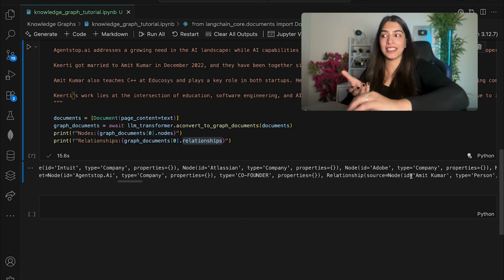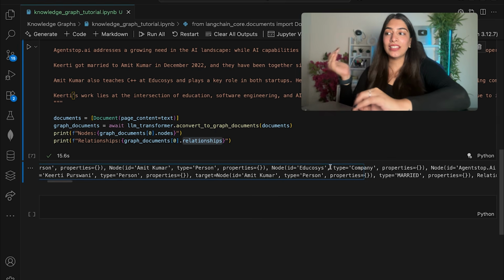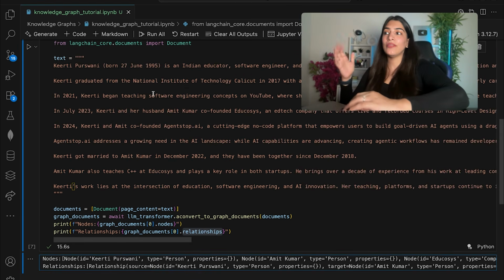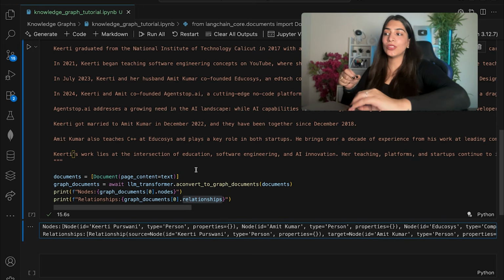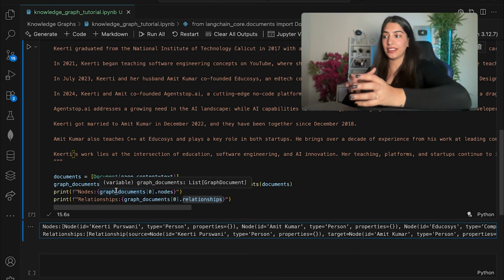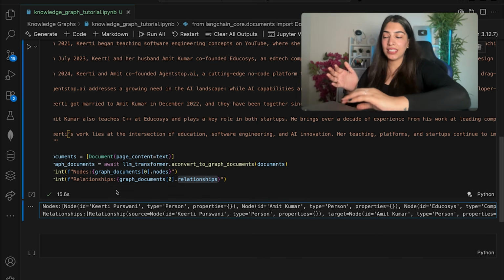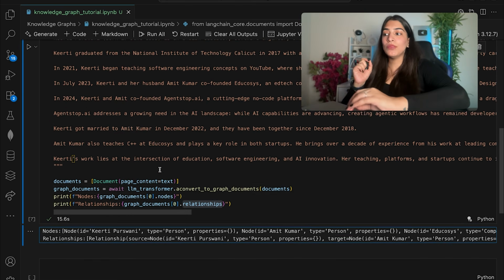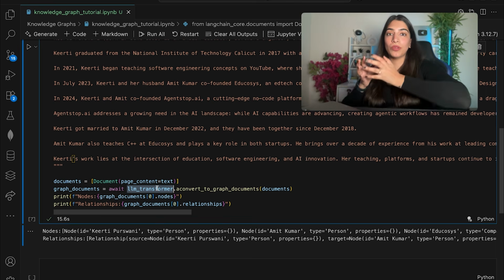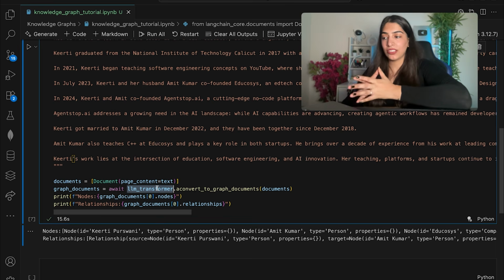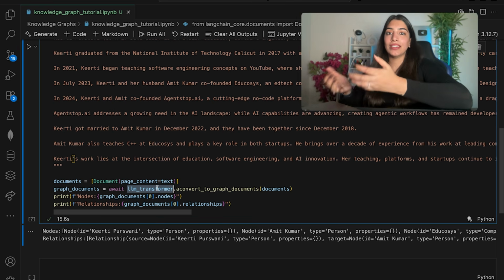So this is so nice, right? So what did the LLM do? The LLM basically went through the entire document, understood that these are the nodes or the entities and these are the relationships between these different nodes. It was as simple as that. Again, I'm repeating, I am using the LLM transformer over here, which is provided by the framework LangChain. But we could have also written the entire code ourselves.